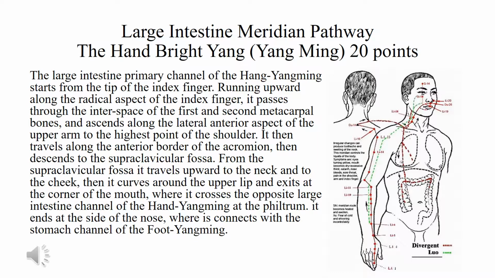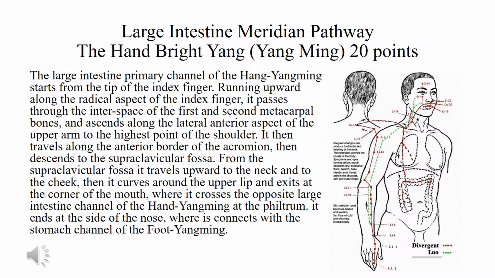and descends to the supraclavicular fossa to connect with the lung. It then passes through the diaphragm and enters the large intestine, its pertaining organ. The branch from the supraclavicular fossa runs upward to the neck, passes through the cheek, and enters the gums of the lower teeth. Then it curves around the upper lip and crosses the opposite meridian of the philtrum.